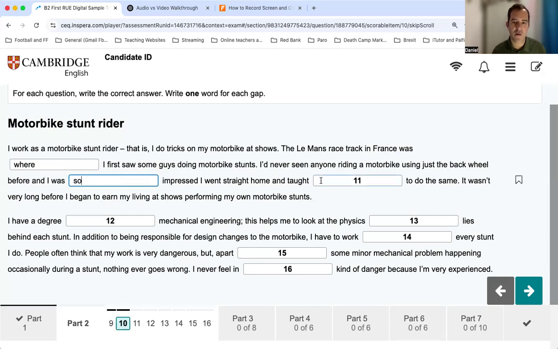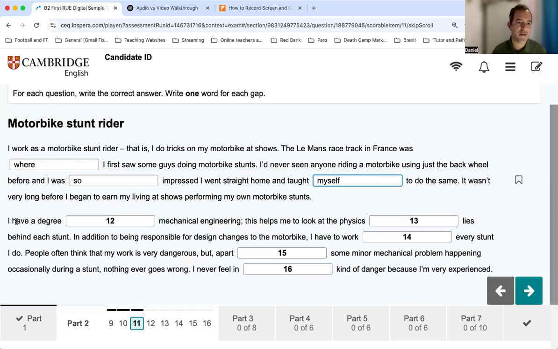that I went straight home and taught my mum to do the same, taught my sister to do the same, taught them, taught me. Well, in Spanish maybe you could say "taught me", but that's because the grammar in Spanish is quite simple compared to English. What is the reflexive pronoun? Is it taught themselves, taught yourself, taught myself, or is it "taught myself to do the same"?